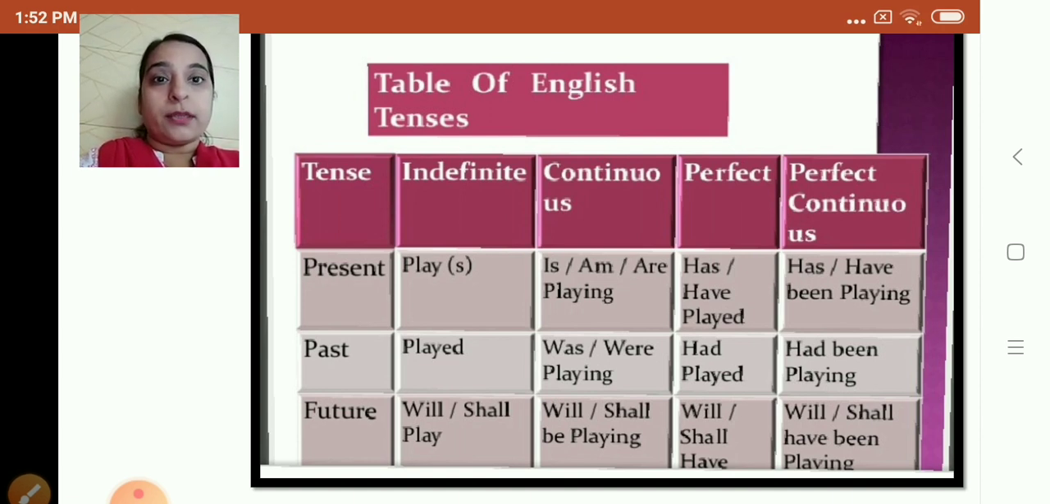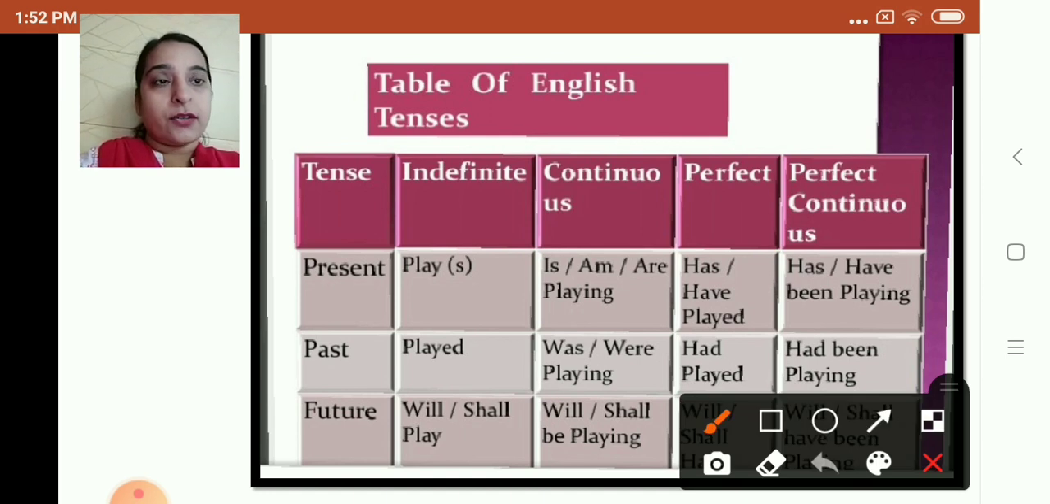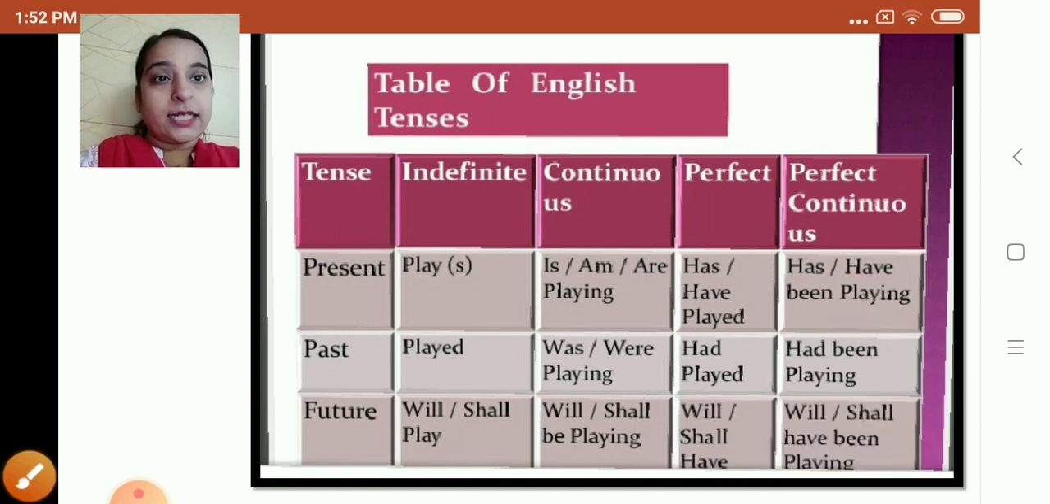Now children, with present perfect continuous, we have to use has, have, been and ing to the verb. Past perfect continuous, had, been, playing. With future perfect continuous, will or shall, have been, playing, and ing to the verb. So children, if you want to master tenses, you should know this table thoroughly.